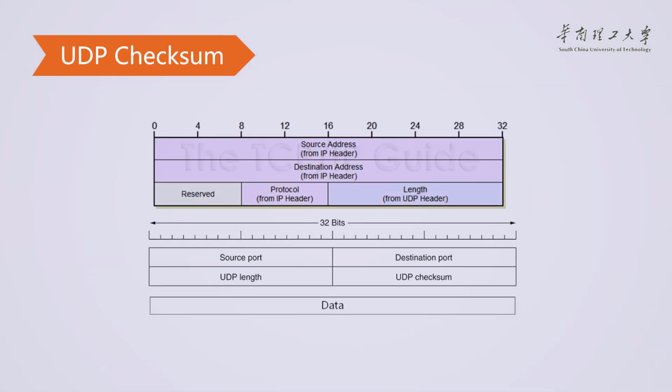UDP checksum is computed on both the pseudo header and the UDP header. But again, the checksum is optional. As an unreliable protocol, sometimes applications just leave the checksum field as default or zeros.